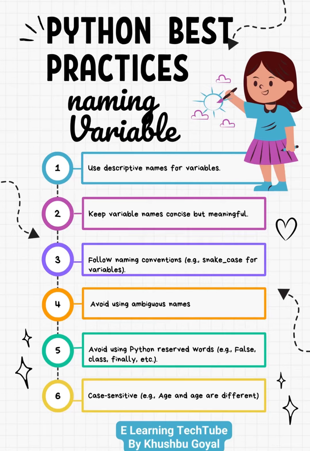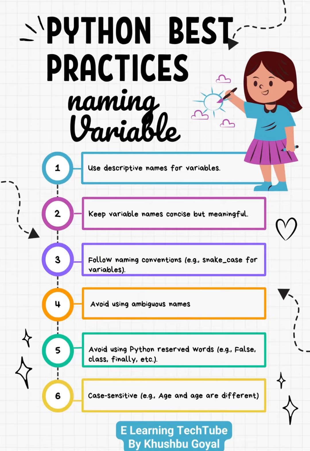Naming a variable is a critical aspect of writing clean, understandable and manageable code. So here are some of the best practices for variable names. First, use descriptive names for a variable. Choose names that clearly describe the variable's purpose or the data it holds. For example, total_sales is a good name for a variable rather than just TS.